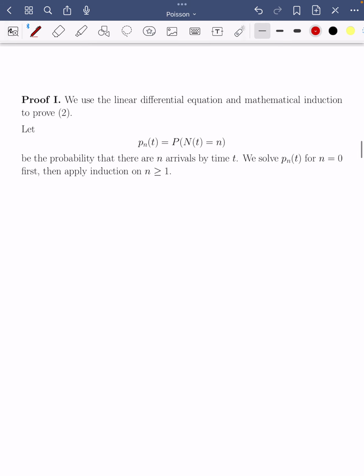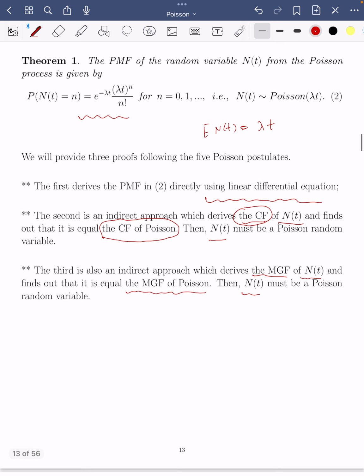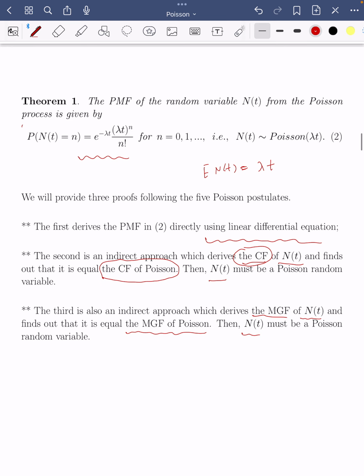Okay, so we show the first proof. We will use the linear differential equation and also mathematical induction to prove the formula, which is this one.